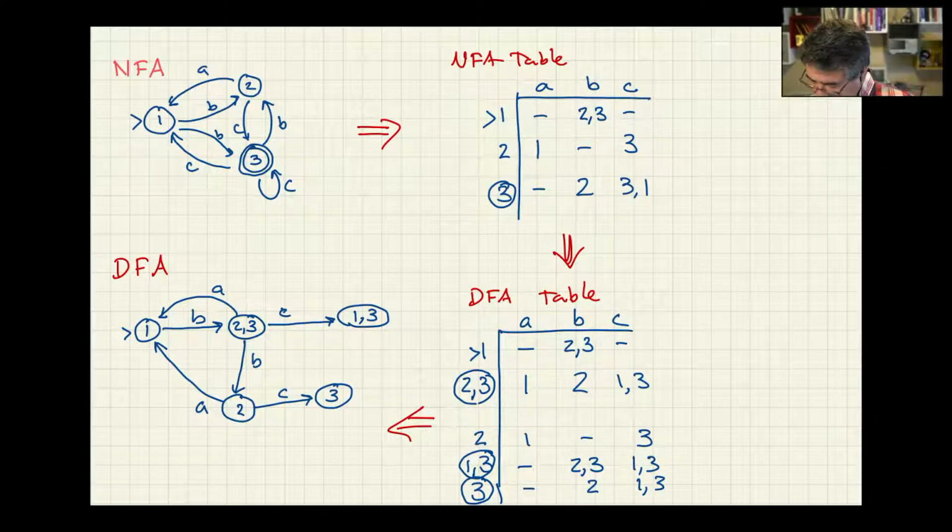All right, so I think I'm done with this row here. Let's see, I have 2 on an A going back to 1, good, and 2 on a C going to 3. Excellent. So now I'll turn my attention to the 1, 3 state. On a B, it goes back to 2, 3. And on a C, it goes to itself.